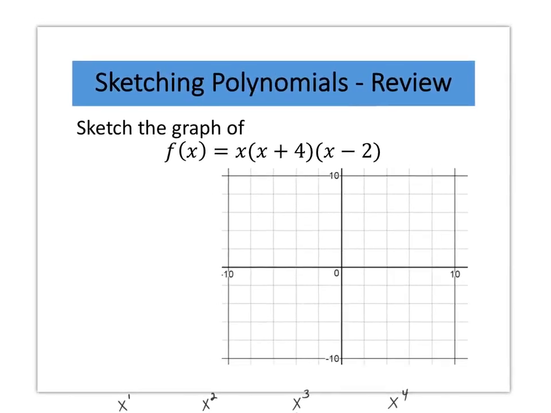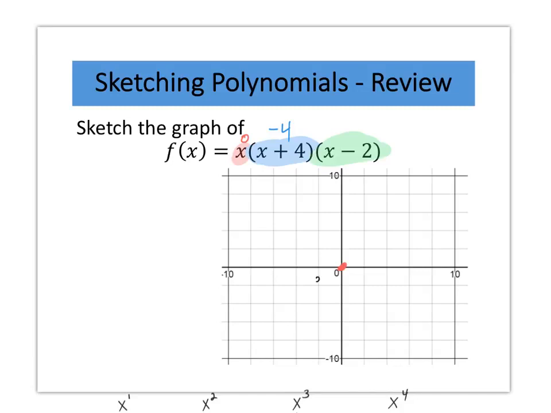So as we sketch this graph, what am I thinking about? I'm thinking about what makes each one of these things 0. And I'm going to look at them piece by piece. Well, what makes the red x 0? Well, 0 is going to make it 0, so I know that there's a root at 0. What's going to make the blue piece 0? Well, negative 4 is going to make the blue piece 0.